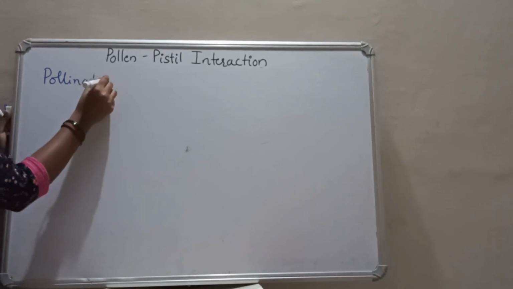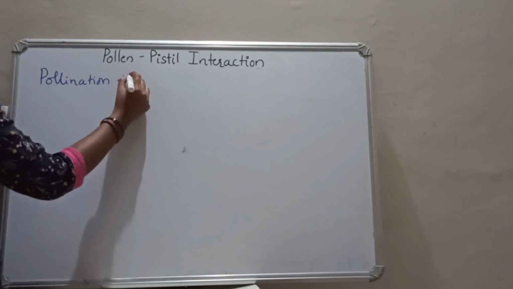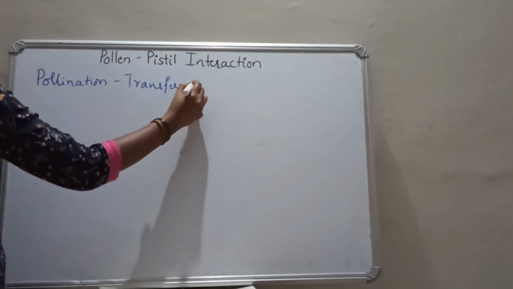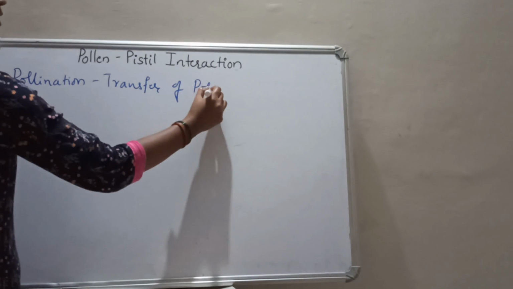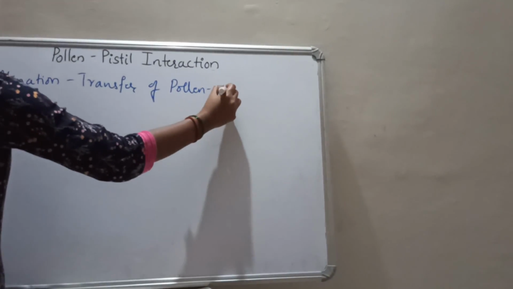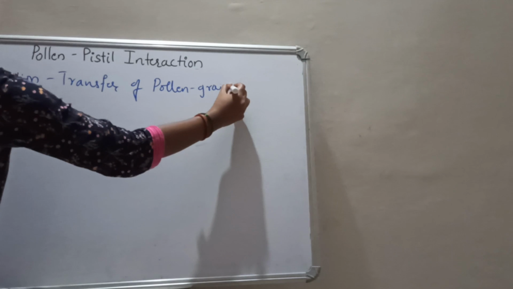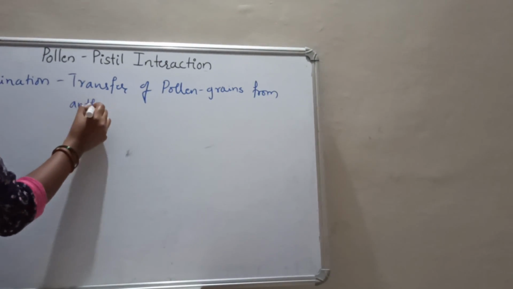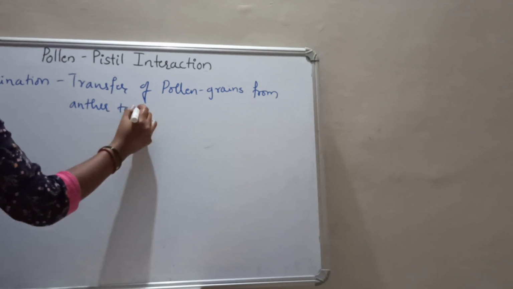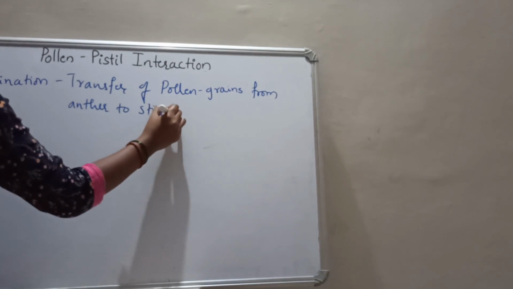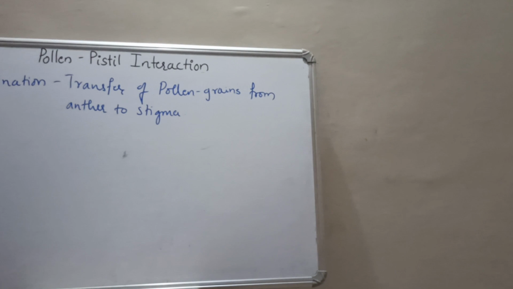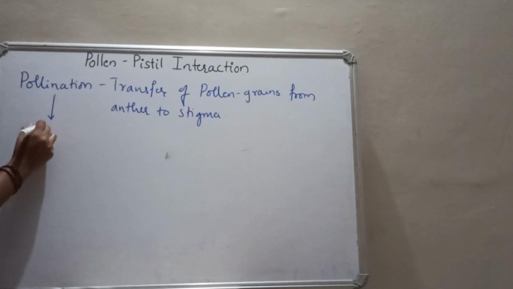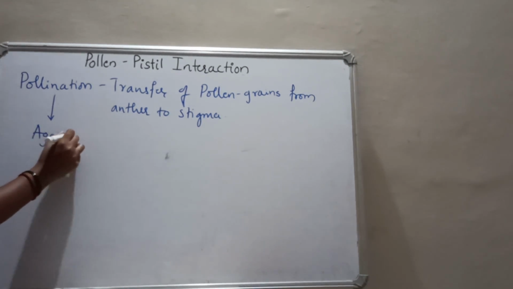What is pollination? Pollination means the transfer of pollen grains from anther to stigma. This process is called pollination. Pollination can take place with the help of different agents.